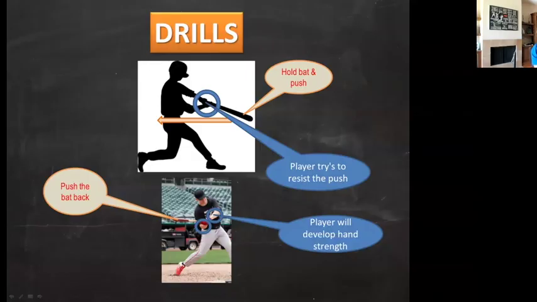Okay, I'll give you another drill. This is the second drill I want you to understand. We want the hitter to start at point of contact. Now, me as a coach, I'm going to come up and grab the bat and push it back, and he's going to come back. I'm going to push it, he's going to come back. I'm going to push it, he's going to come back.